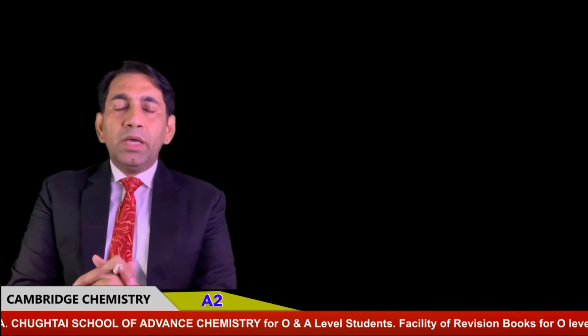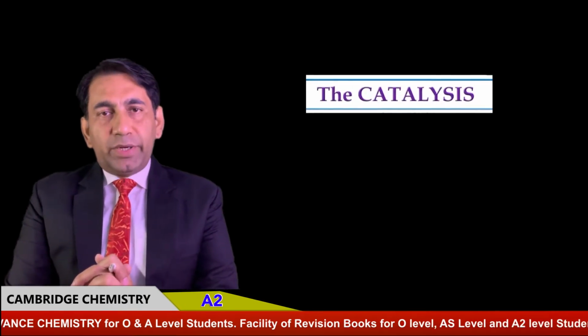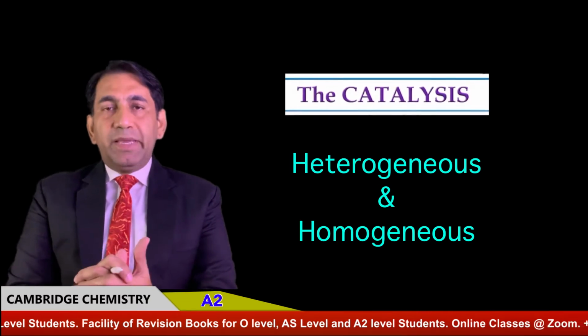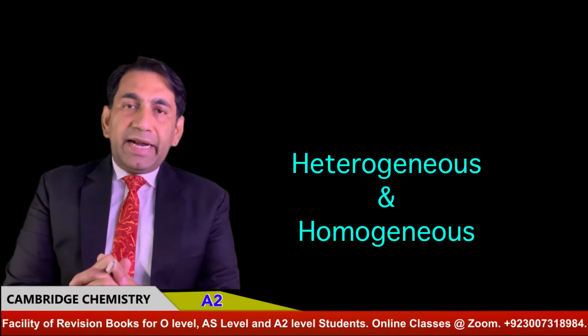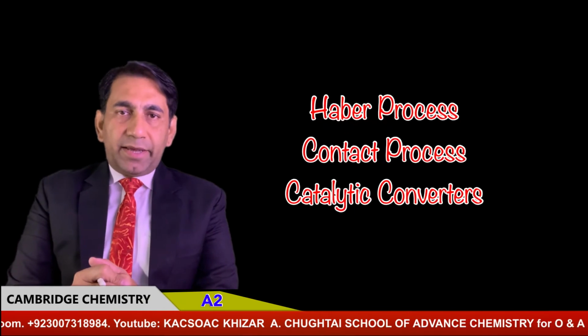Catalysis. There are two types of catalysis. One is known as heterogeneous catalysis and the other one is known as homogeneous catalysis. Heterogeneous means different phases. If the catalyst has a different phase as compared to the phase of the reactants, this is an example of heterogeneous catalysis. For example, the Haber process, the contact process, and the catalytic converter.